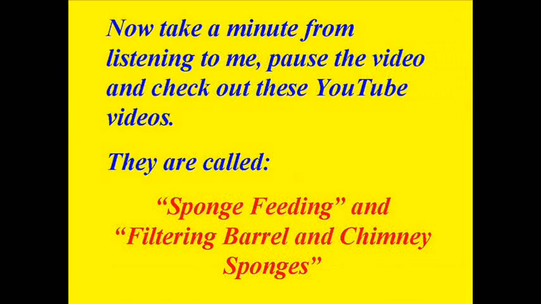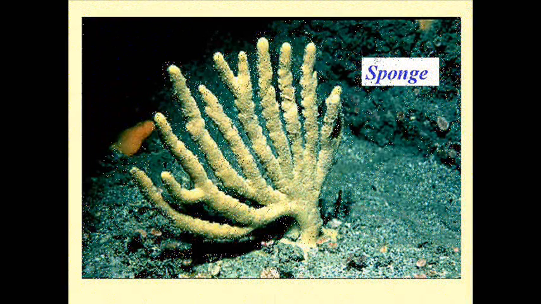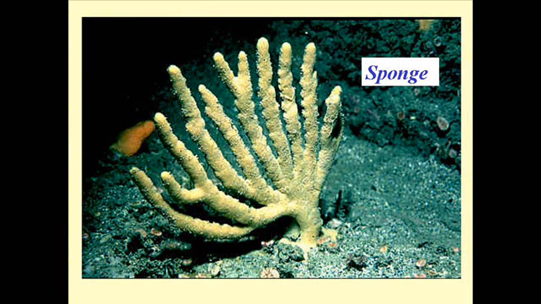Now, sponges are often mistaken for plants because they're sessile, they don't move, and they basically are rooted in place, but they are filter feeders. And the bottom line is they can't make their own food. They're heterotrophs, and therefore they fit this category.